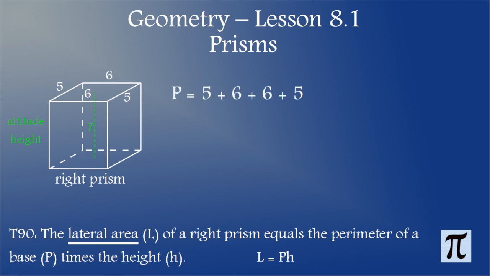Let's start with the perimeter. We know the perimeter is 5 plus 6 plus 6 plus 5, which is equal to 22. We know the height is 7 as shown. So the lateral area will be equal to the perimeter times the height, or 22 times 7, which is 154.